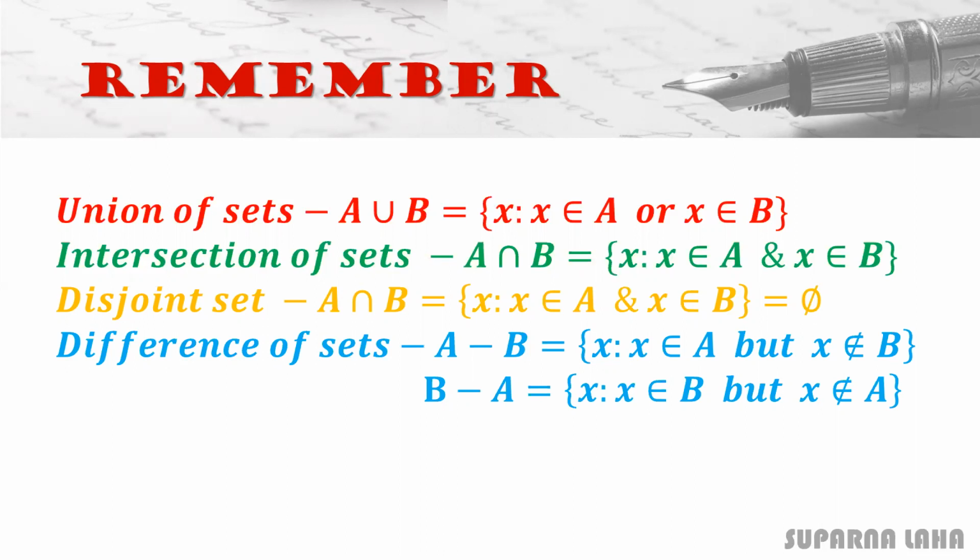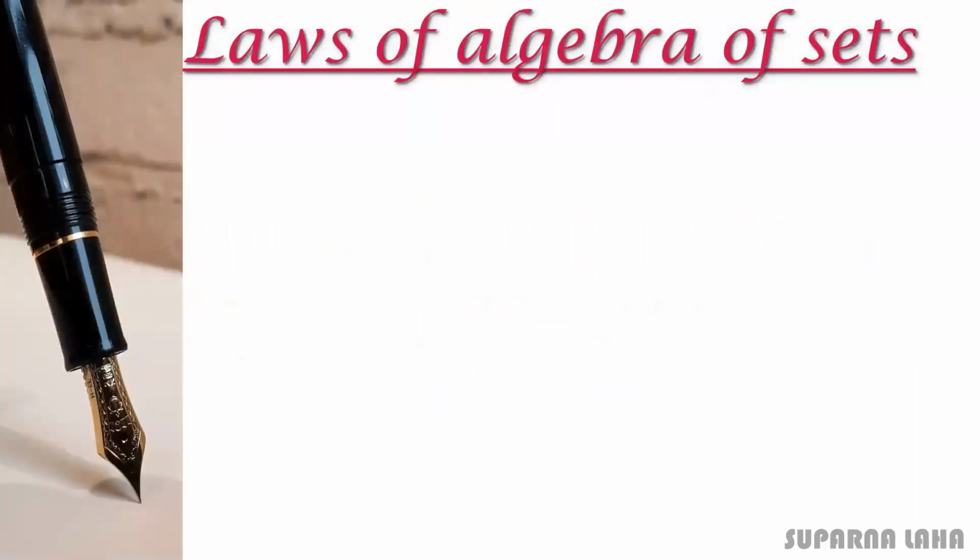Now we will use this to show the laws of algebra of sets. Now what is the law of algebra of sets? For real numbers, we know there is a commutative property, associative property, distributive property. So here also some algebra of sets is present. On these operations, we will apply this algebra.